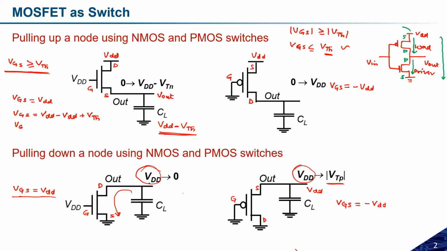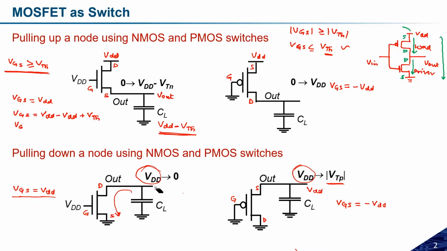If it is charged to VDD, I need to discharge it, and for the discharging I need to utilize the driver side. The driver is connected between V output and ground. This is V output, this is ground, and this is the transistor, which is the driver one. This is how it is discharging. I need to check the VGS voltage and whether this device is in the on state or not. If it is in the on state, it will completely discharge, that is, pull down.